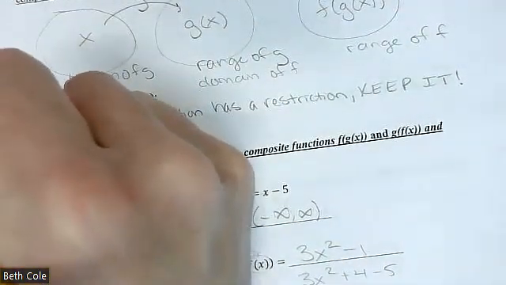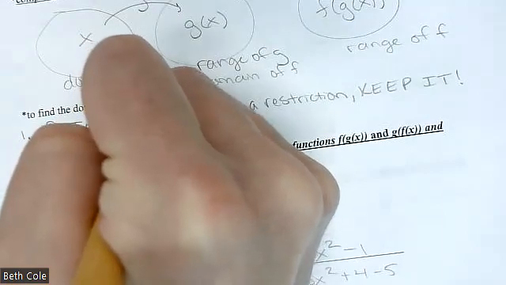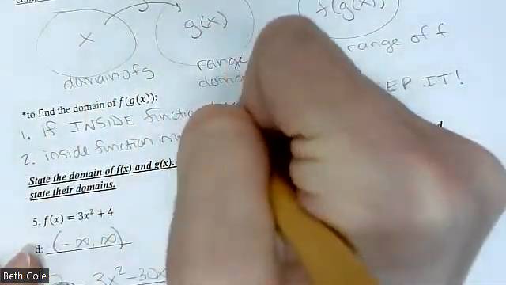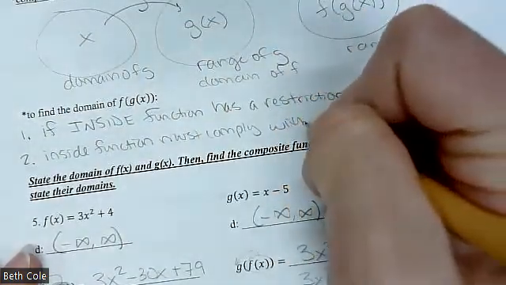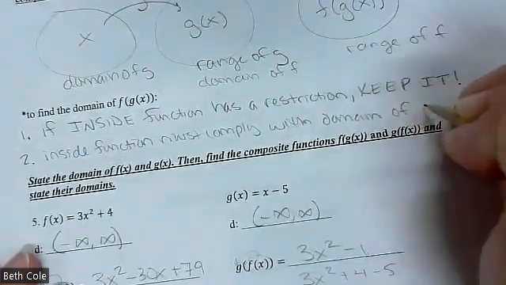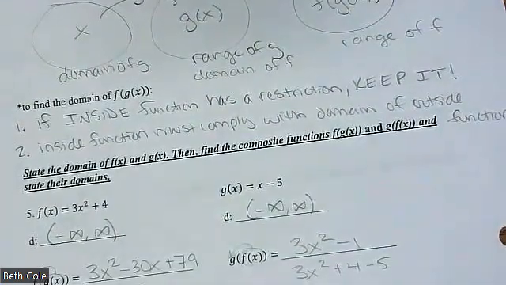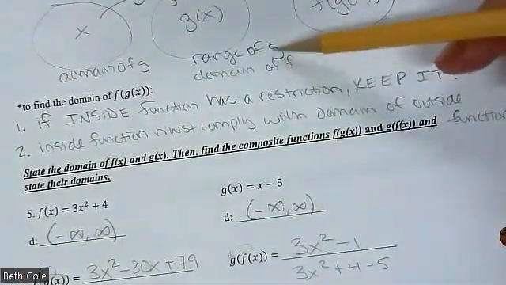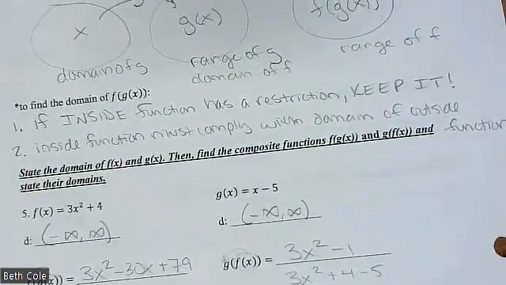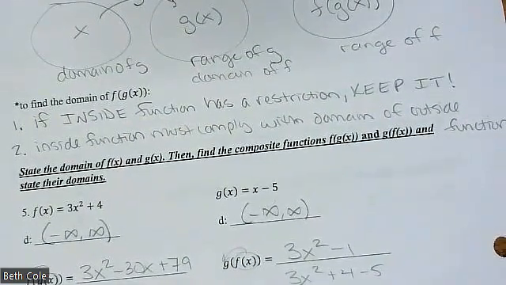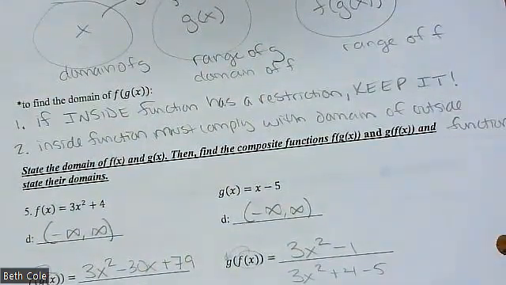All right, and then the second thing is the inside function must comply with the domain of the outside function. And that's where you have to set up a problem to work out. That's getting these two things to agree, okay? So your inside function has to comply. Do you guys know what the word comply means? If you're in compliance, you're following the rules, right? The inside function must comply with the domain of the outside function.